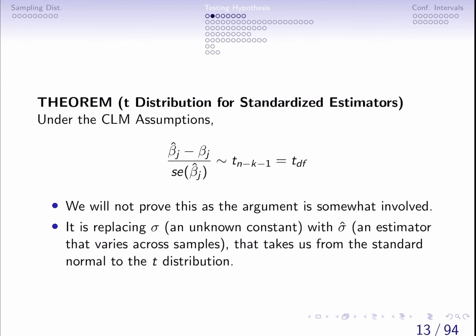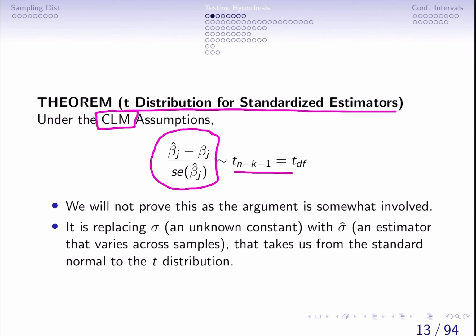Okay, so this theorem, the t distribution for standardized estimators, states that under all the 6 assumptions that we stated before, this standardized variable has a t distribution with n minus k minus 1 degrees of freedom. We're not proving this, but we're going to use this a lot when we do hypothesis testing.